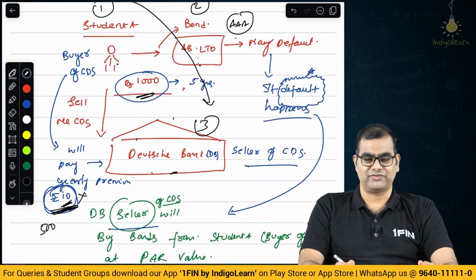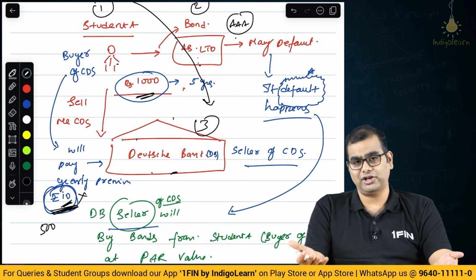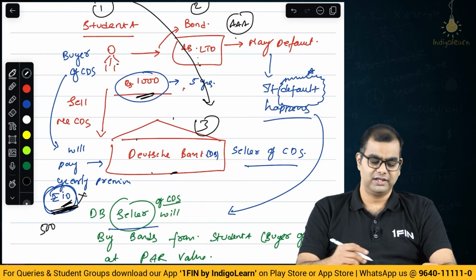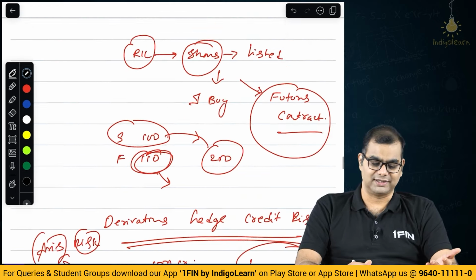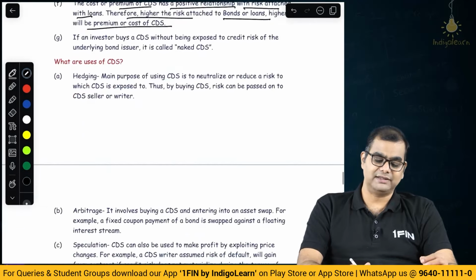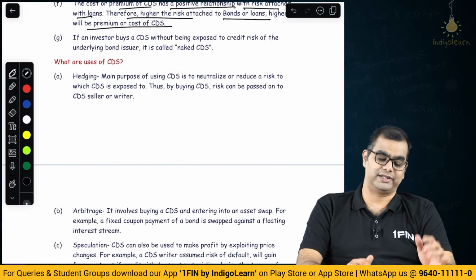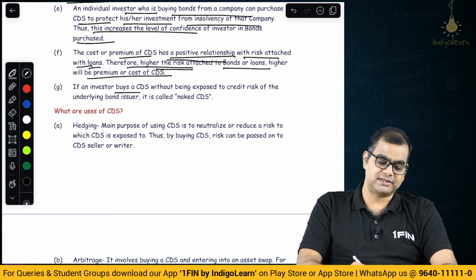If AB Limited is very risky, Deutsche Bank will charge a very, very high premium. If AB Limited is not at all risky, super credit rating, they will charge a very low premium. It's a very commonsensical thing, nothing fancy, but you have to understand that particular aspect: risk and premium are directly correlated. Risk and the cost of premium have a positive relationship. Positive means a direct relationship with the risk attached to the loan. Therefore, higher the risk, higher the premium or cost of CDS.